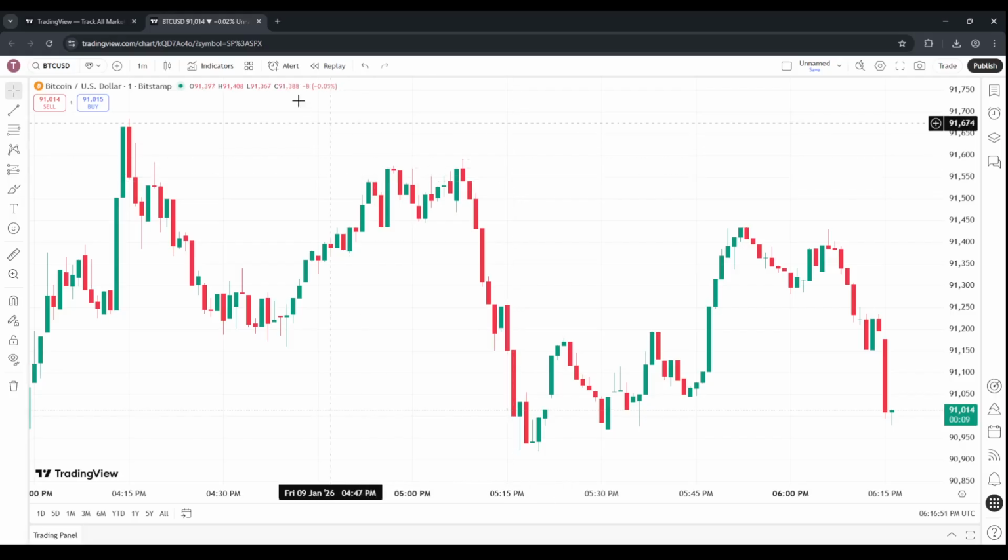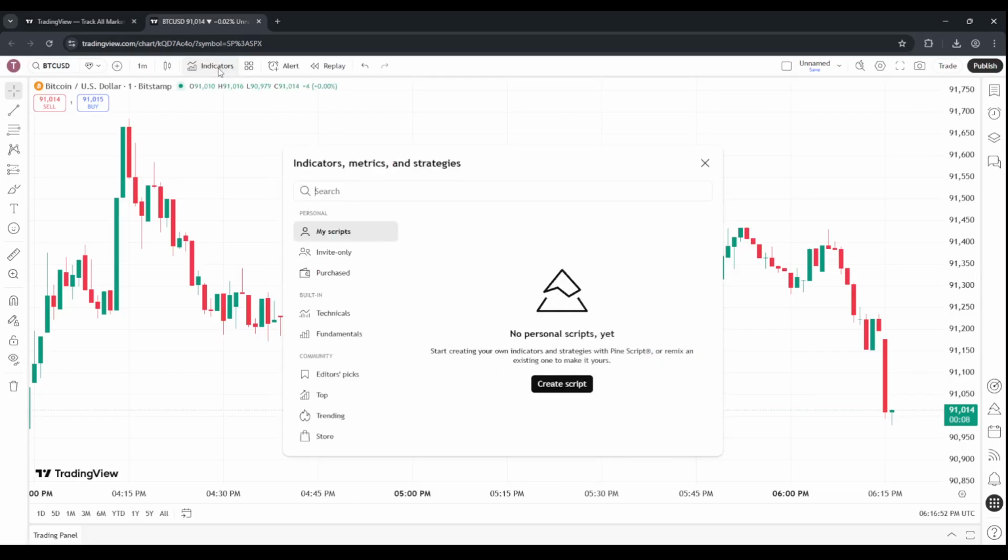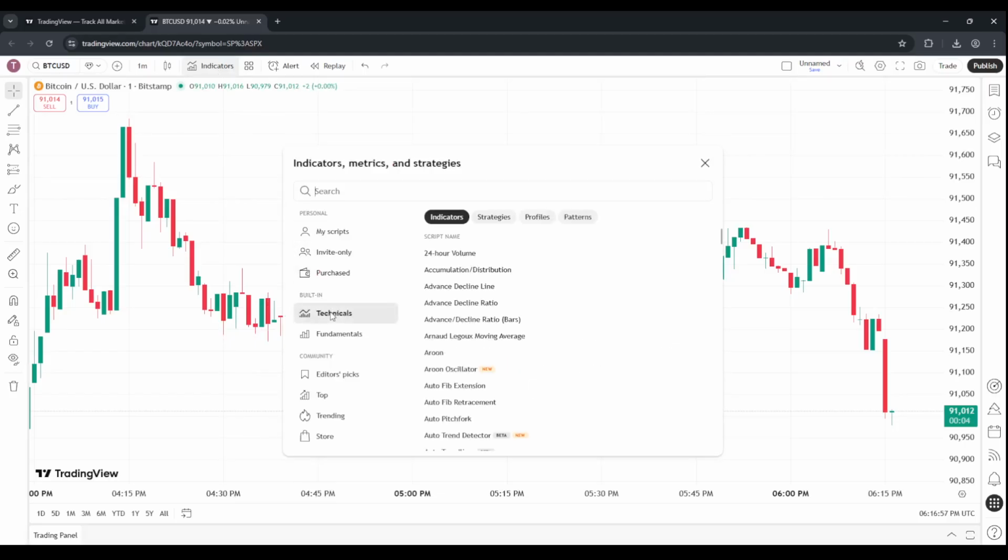Next, look for the Indicators button along the top of the chart. It typically says Indicators or Indicators and Strategies. Click it to open the Search and Library panel. This panel organizes all built-in indicators, community scripts, and strategies. But we'll keep it simple and go straight to the built-in VWAP.